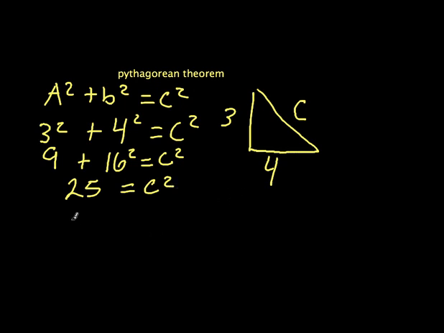Now, we're not quite done yet. What we have to do is take the square root of C squared to get rid of the exponent of 2. And we're going to take the square root of one side and do it to the opposite side. So the square root of 25 is 5. It's equal to C. That is the basic steps in doing the Pythagorean theorem.